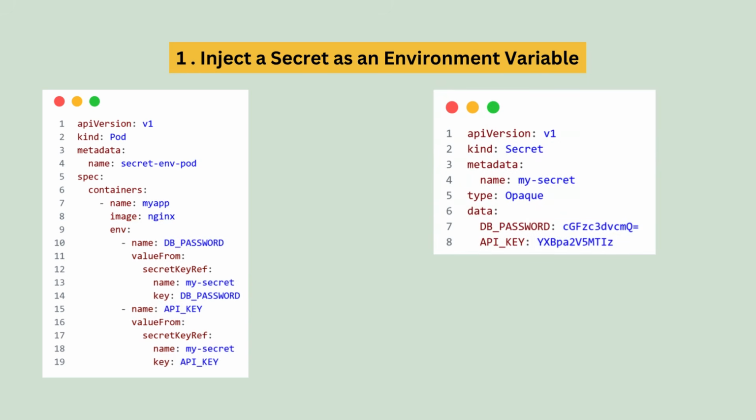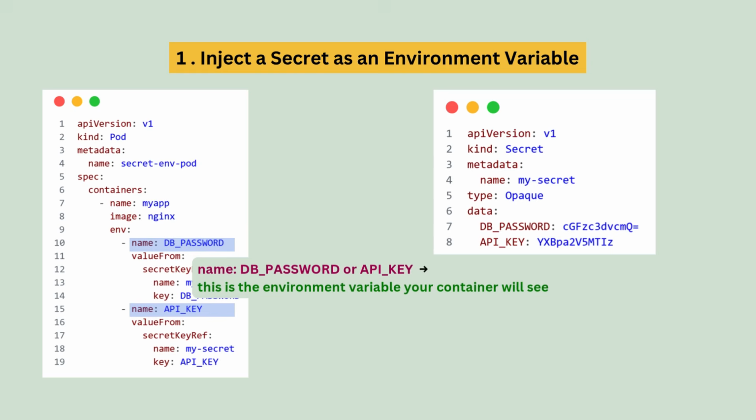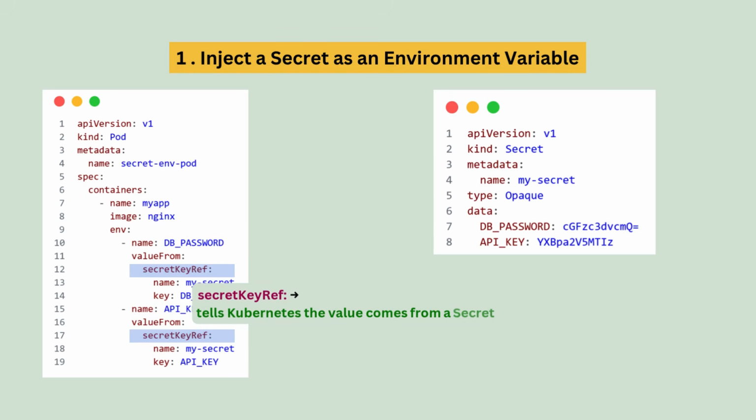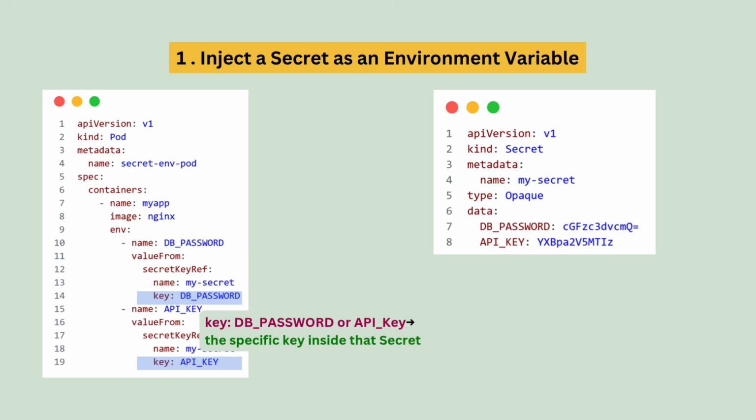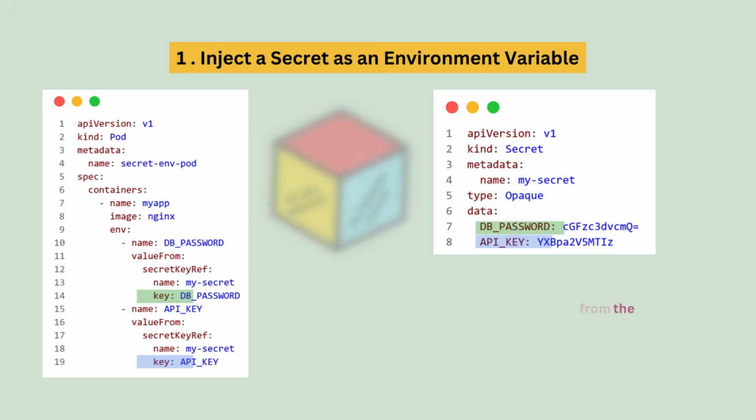So this part, name, DB_PASSWORD or API_KEY, this is the environment variable your containers will see. And the secretKeyRef tells Kubernetes the value comes from a secret. This name, my-secret, is the secret object to read from. The key, DB_PASSWORD or API_KEY, is the specific key inside that secret.